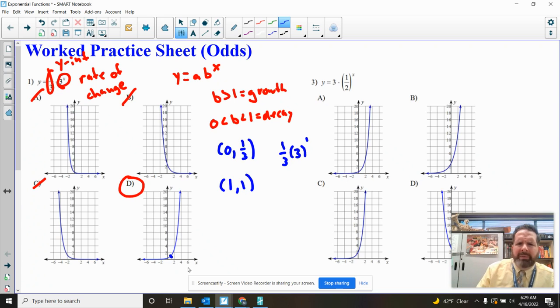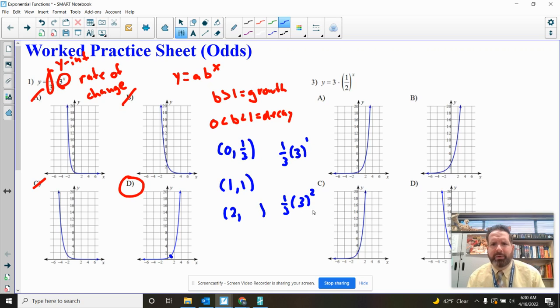Let's check one or two more. How about one more? Let's go to x equals 2. So this time it would be a third times 3 to the second power. Just putting a 2 in for that x. Remember your order of operations, exponent first. So 3 to the second is 9. 9 times a third, it's 9 divided by 3, so 3. So the ordered pair (2, 3). And sure enough, it's exactly halfway between 2 and 4 vertically. Yeah, graph D, that's the one we're after.